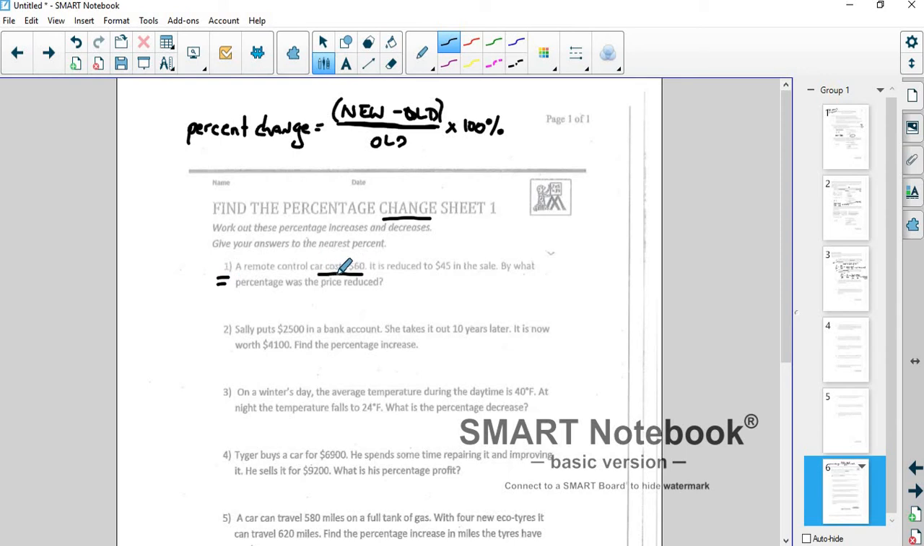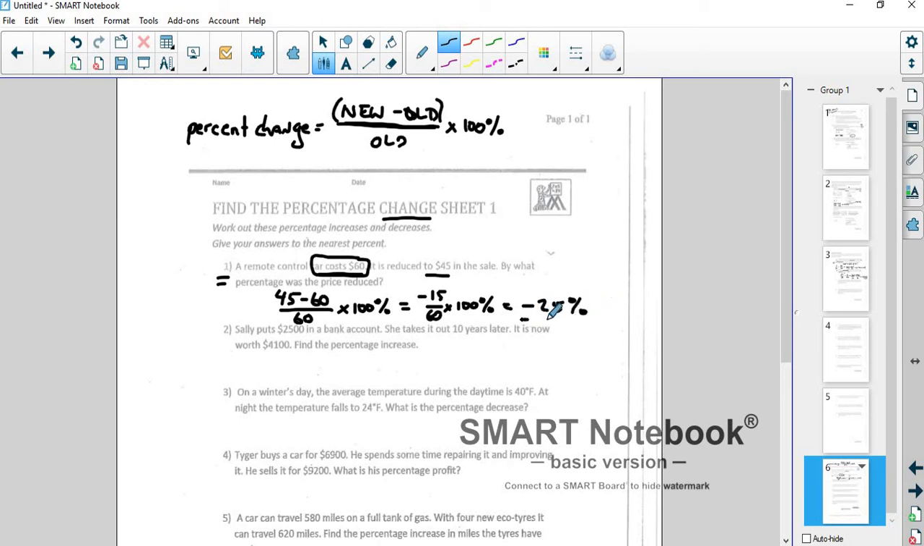All right, so let me show you. Number one, a remote control car costs $60 and then it's on sale for $45. By what percentage was the price reduced? So the percentage is based off of the old price, right? What percentage of the original price has it been reduced by? How much was it reduced? 45 minus 60 will tell you the reduction. We'll talk about the sign here in a minute. Then divide by 60 and multiply by 100%. The original price was 60, and so we get negative 15 over 60 and then times 100%. And if you plug that in your calculator, you get negative 25%.